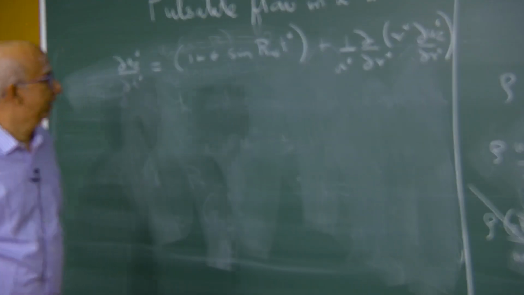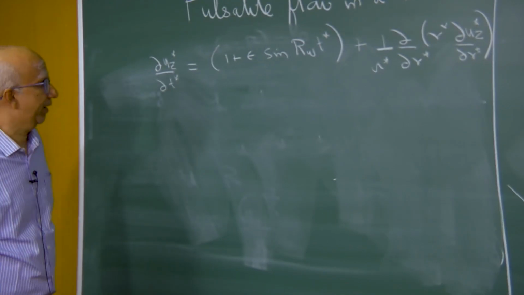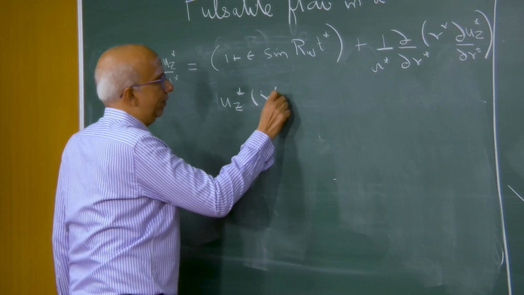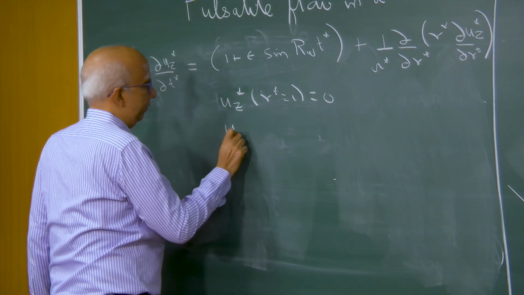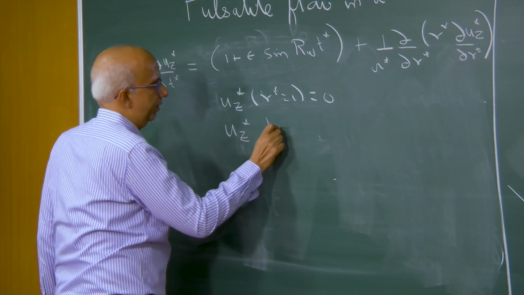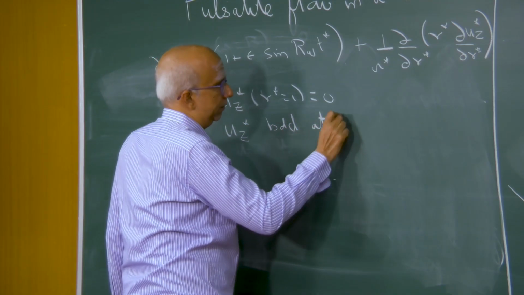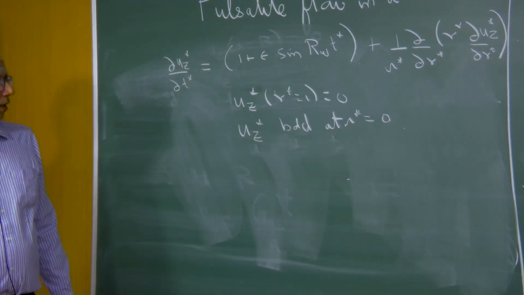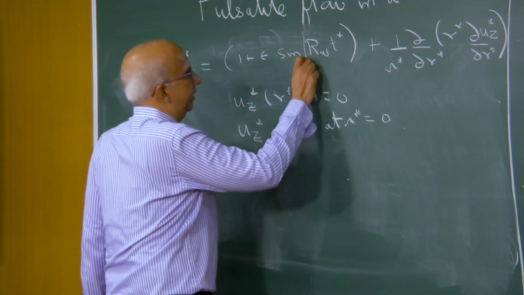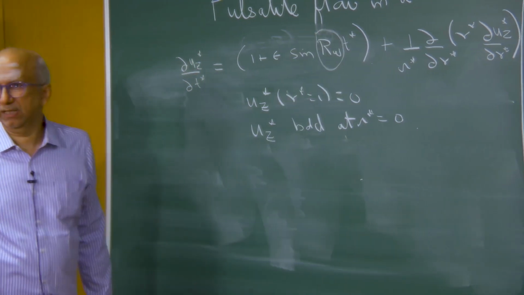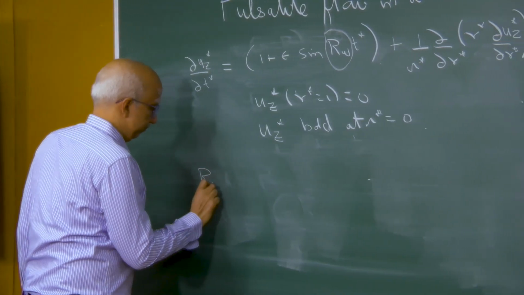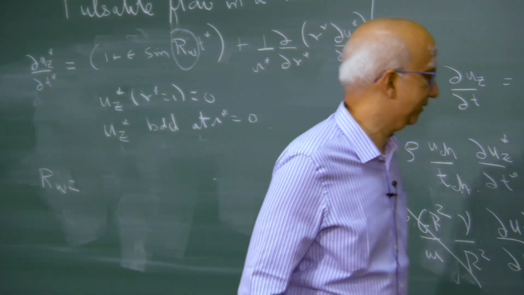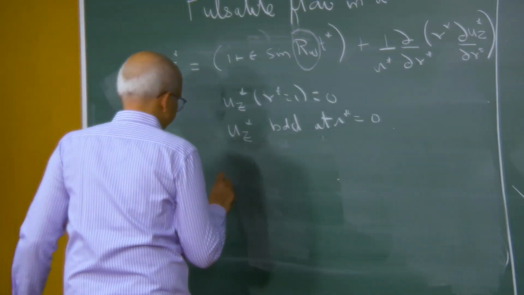This is my simplified dimensionless equation, which is subject to the boundary conditions u_z* at r* equal to 1 is 0, and u_z* is bounded at r* equal to 0. What I want to talk about a little bit here is this dimensionless term RW. This RW is a dimensionless parameter which is defined as omega r squared divided by nu.